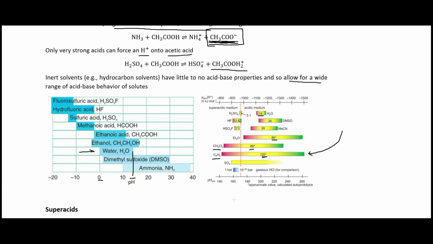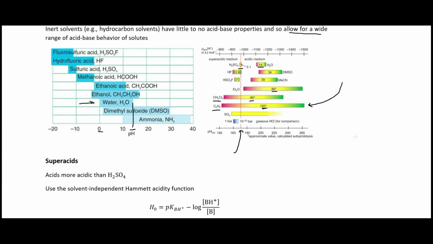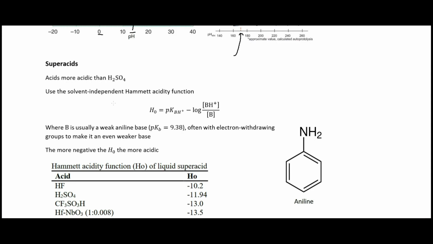The other thing I wanted to get from this figure is to introduce this idea of superacids. Anything to the left of that dotted line there is considered a superacid. A superacid is essentially anything that is more acidic than sulfuric acid right here. Like I said, more acidic than sulfuric acid.